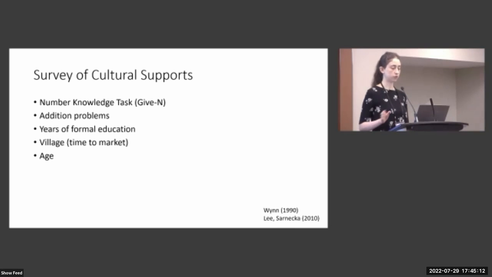So for the survey of cultural supports, first we determined their number knowledge using a classical number knowledge task, the give-N task. You can ask for more details in the questions if you want. We also administered some addition problems. We also determined the number of years of formal schooling they had. We also determined the time it takes to travel from their village to the nearest market, and we also asked them for their age. And age was used as a proxy for experience with quantities in the world, for time to experience those quantities.